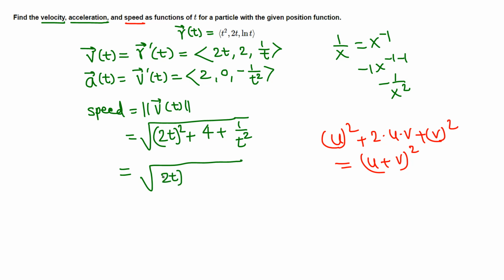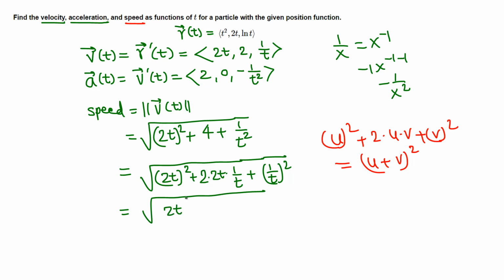This is (2t) quantity squared plus (1/t) quantity squared. In the middle, let me write it this way, 2 times 2t times 1 over t. If we do this, then we can cancel t and t. So 2 times 2, 4. So this expression is in fact exactly in this form. So this is the same as (2t plus 1 over t) quantity squared.